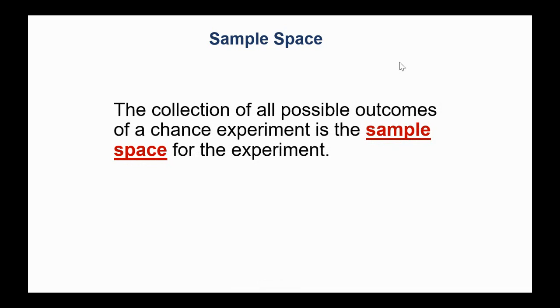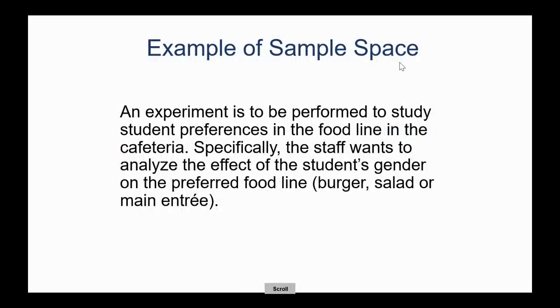A sample space is all possible outcomes for the experiment. So we're going to do this first example to kind of set the stage for sample space. So we're going to do an experiment. I tortured third period with this example because it was right before lunch. But anyways, hopefully y'all ate lunch and y'all won't be tortured. We're going to do an experiment to study student preferences in the food line in the cafeteria. Specifically, the staff wants to analyze the effect of the student's gender on their preferred food line. So are they going to choose burger, salad, or main entree? And then we're going to look at, are they male or female?